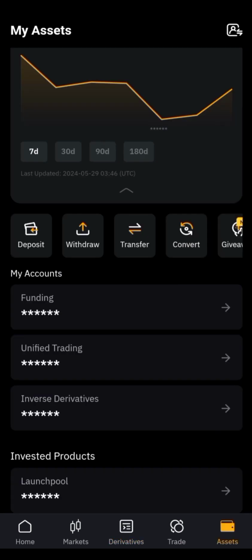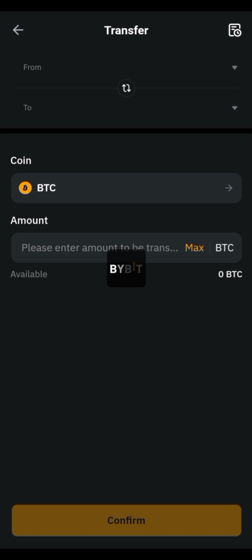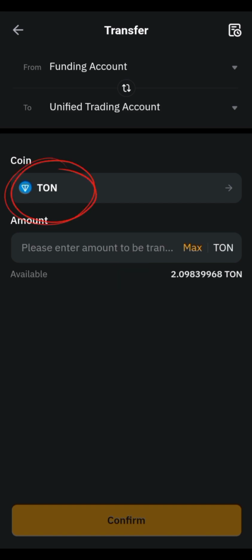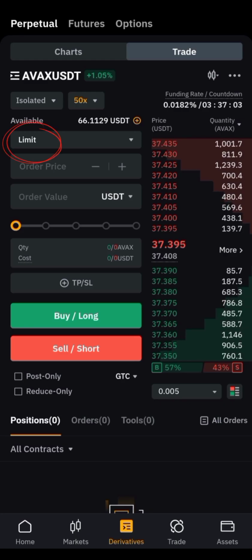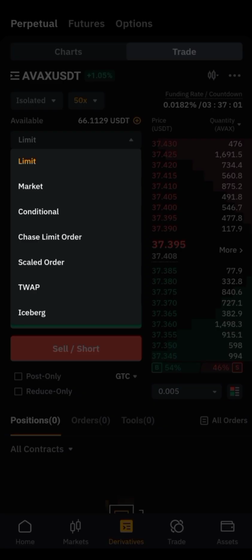At this point, you can see my balance is 62.66 USDT. If your balance is not showing there, simply transfer funds from your funding account to your unified account by doing this. Change the coin to USDT, and then you can send your money to the right place. Now we're going to talk about limit and market.